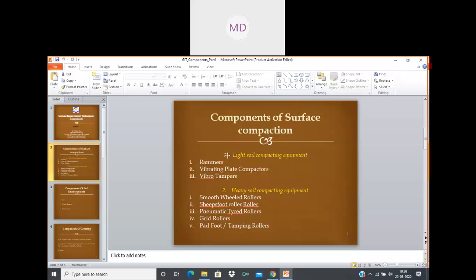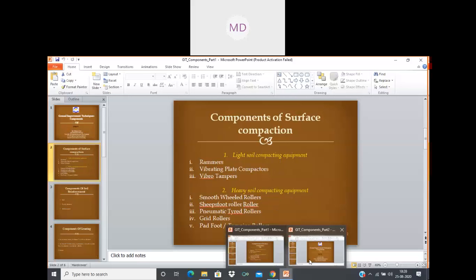So rammers, vibrating plate compactors, vibrotampers are classified under light soil compacting equipments. Then various types of rollers like smooth wheeled rollers, sheep foot roller, pneumatic tired roller, grid roller, pad foot roller. These kinds of rollers are classified under heavy soil compacting equipment. Now let us see them one by one.